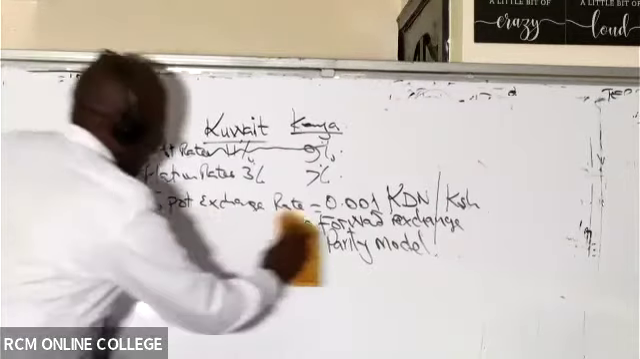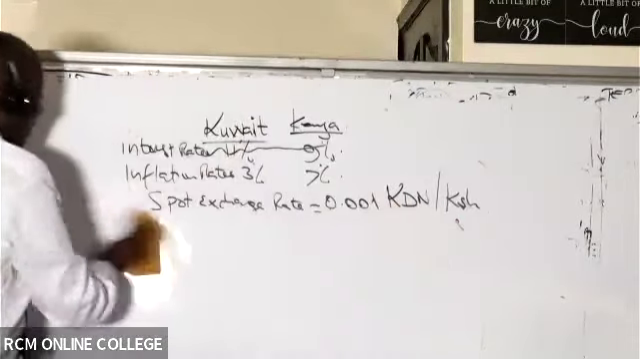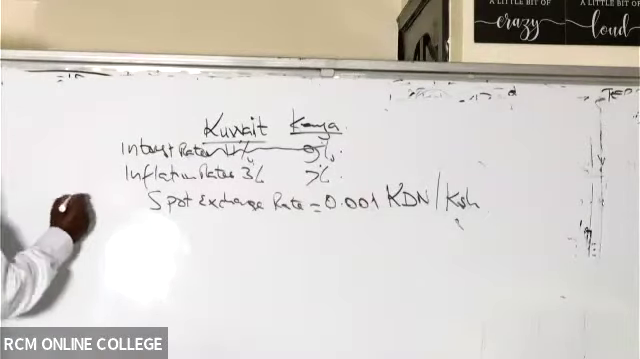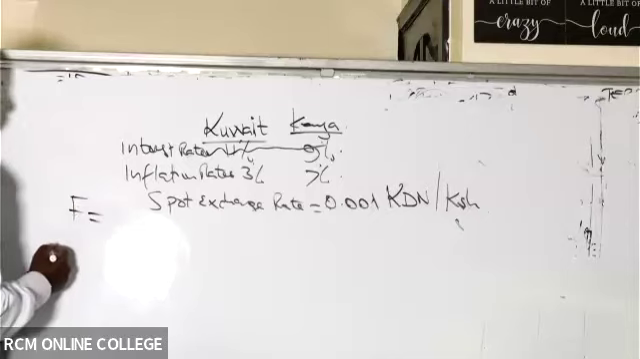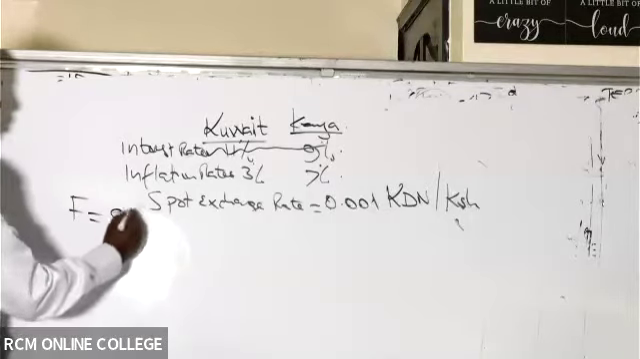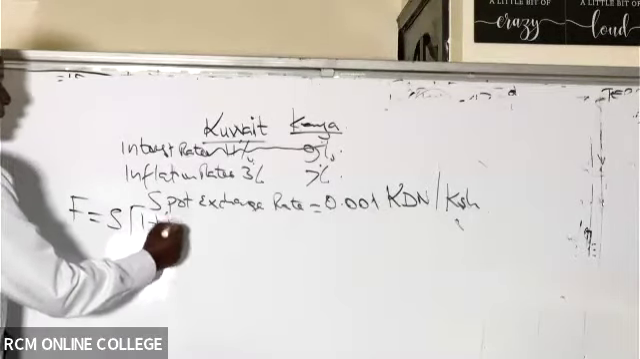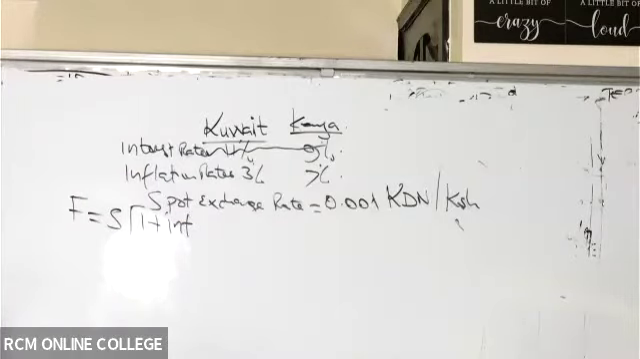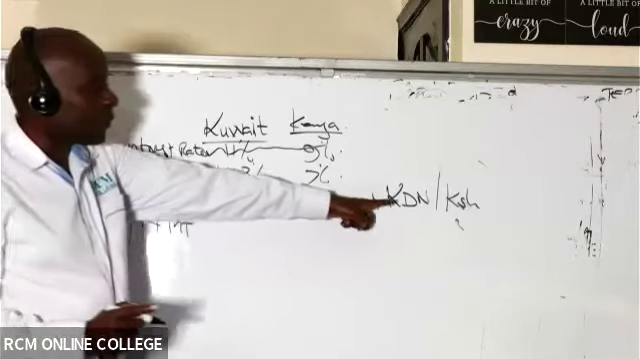Okay. Thank you for that. We shall overcome. Okay. So, ladies and gentlemen, here we are. We are using this formula, F equals, so we have the spot. This will be 1 plus inflation in which country? Which country will be on top here? Kuwait, yes. It will be Kuwait because of this expression.